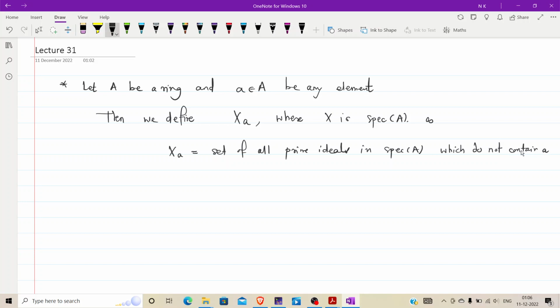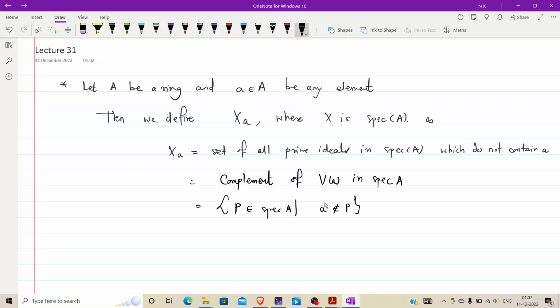What does this mean? This means we will find V of a. First of all we will find the set of all ideals which contain a, and then we'll take the complement of this V of a in the spectrum of A. So I can write it in simpler words: it is nothing but the complement of V of a in the spectrum of A. That is your X_a. Again, we can define it in set notation like this: prime ideals P belonging to the spectrum of A such that a does not belong to P.